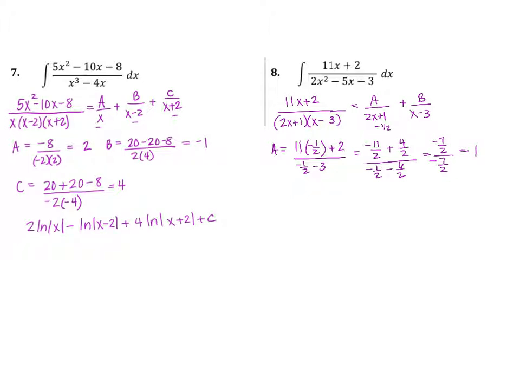How kind of them. Now for B, we're subbing in a 3, so that's going to give me 33 plus 2 over 6 plus 1, 7. So that looks like that's going to be 5. And now we're ready just to write our answer. If we're integrating all of that, so A was 1, that's going to be the natural log absolute value of 2x plus 1 plus 5 times the natural log absolute value x minus 3, and then plus c.